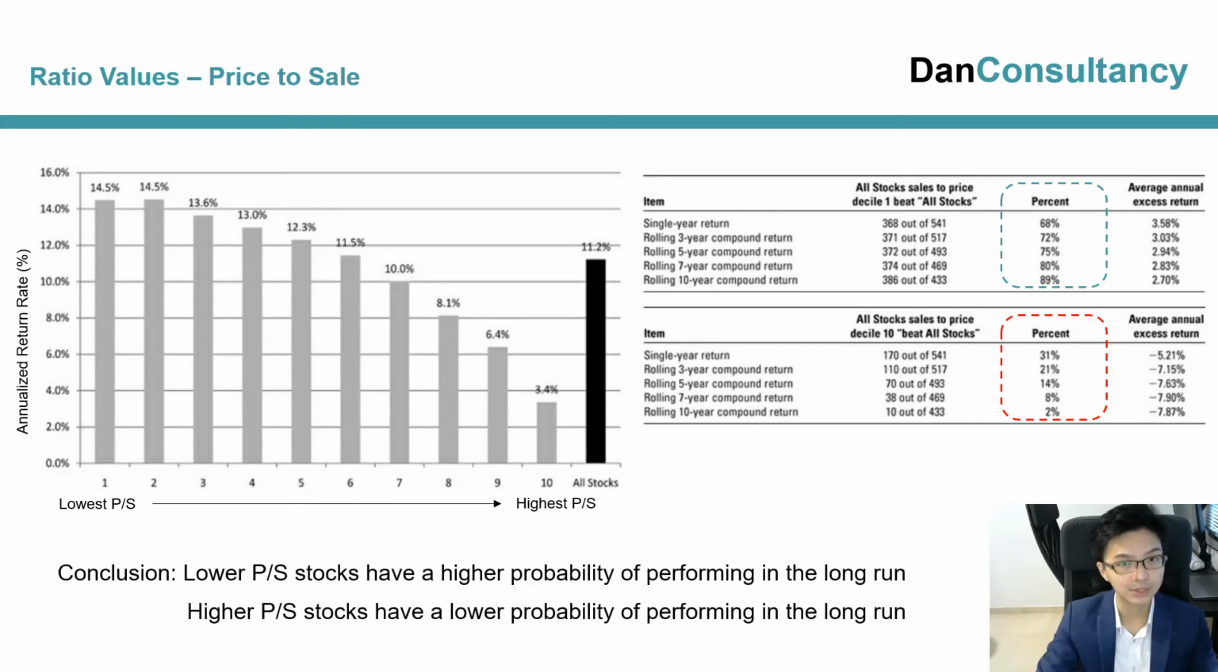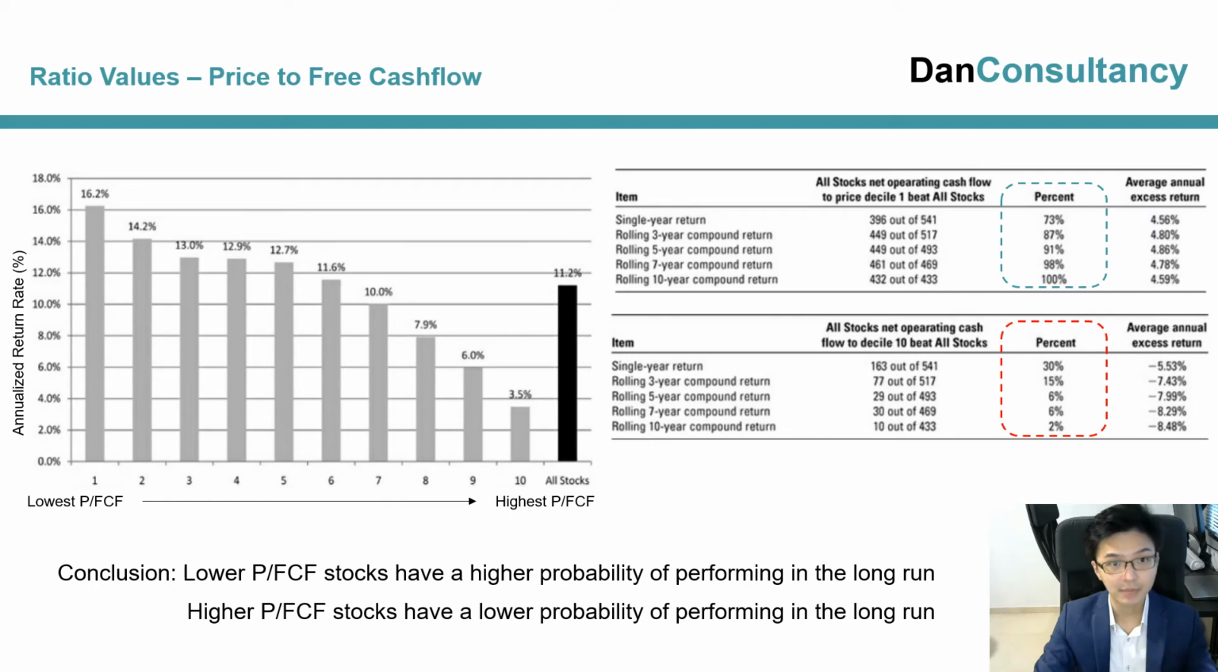Basically, it is not wise to pay too high of a price for $1 of sales, as the higher the price that you pay for $1 of sales, the lower the probability that you will perform over time, vice versa. The same can be said for the price to free cash flow ratio also, so I will not be going through these details.